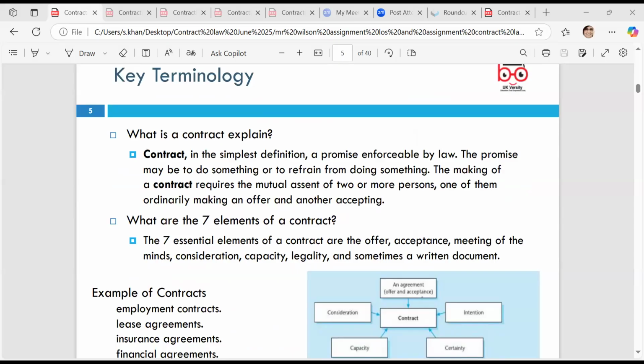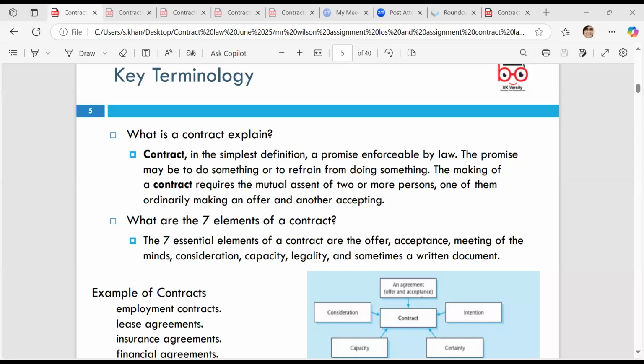Between two persons or more. And could it be oral or could it be in writing? It could be both, orally or written. So it could be an element of how a contract is formed.